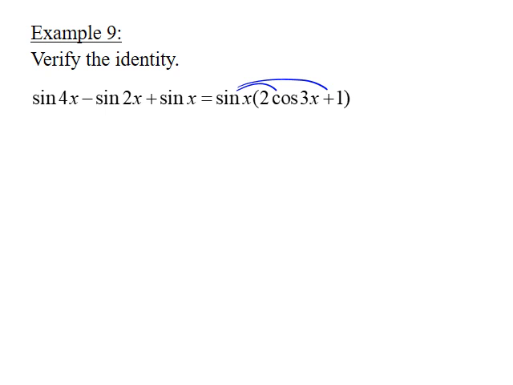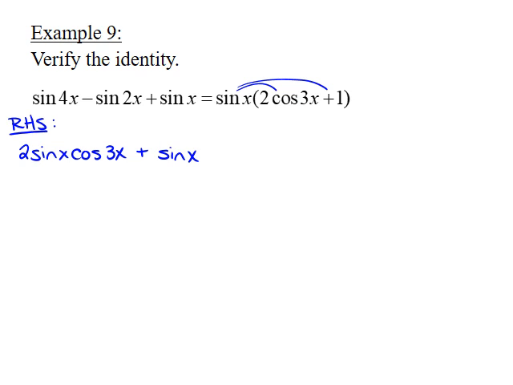So I'm going to actually use the right-hand side and use a product to sum formula. So the first thing I'm going to do is I'm going to distribute that sine. So I end up with 2 sine of x cosine of 3x plus sine of x.